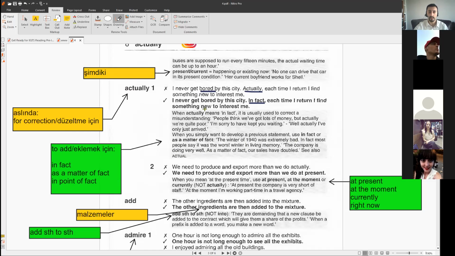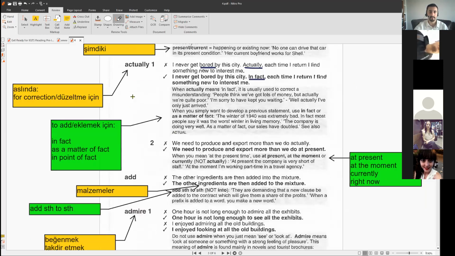Another example, the company is doing very well. As a matter of fact, I want to add more information. Our sales have doubled. You see, whenever we use as a matter of fact, in fact, or in point of fact, we add some details to some items. But whenever we use actually, we want to correct a wrong idea, wrong belief.